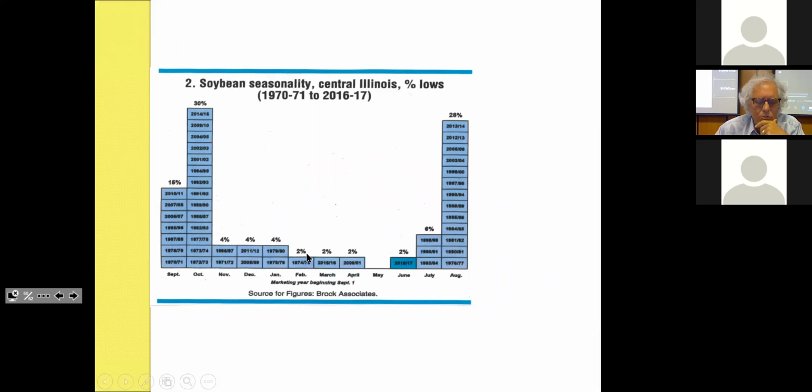This is a chart I use in my class, and now Brock is putting it out, and I don't think I copied it from them, but nevertheless, they show historically, this is Central Illinois, when is the likelihood of the lowest basis, and they said 28% probability in August and 30% probability in October.